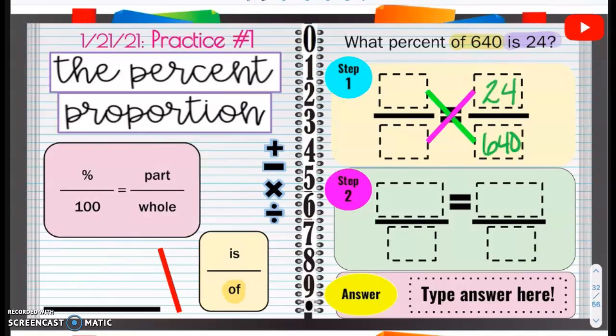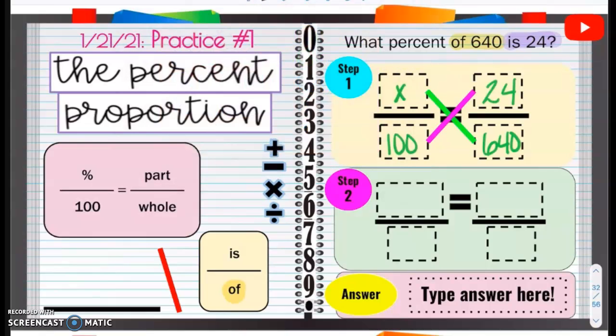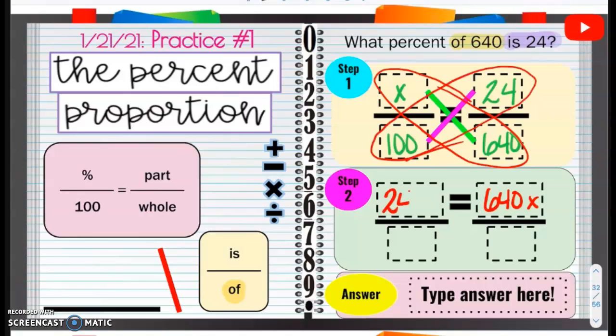And then we don't know what percent, so I'm going to put x out of that 100. So now we have our problem set up. So when we multiply here, we can do 640 times x, and you get 640x. And then 100 times 24 is 2,400. Now we need to get x by itself, so we're going to divide both sides by 640.